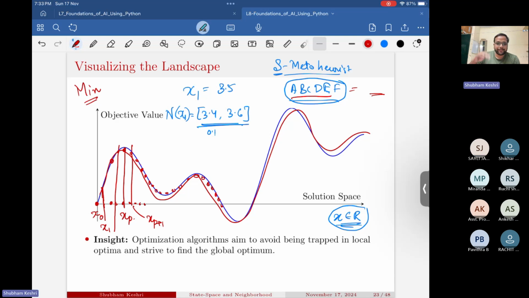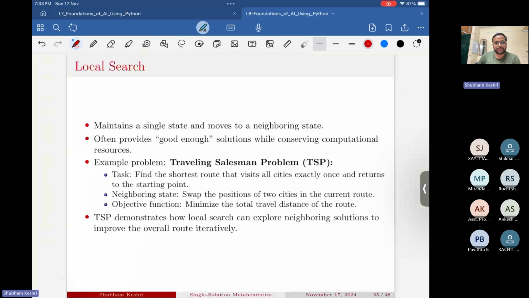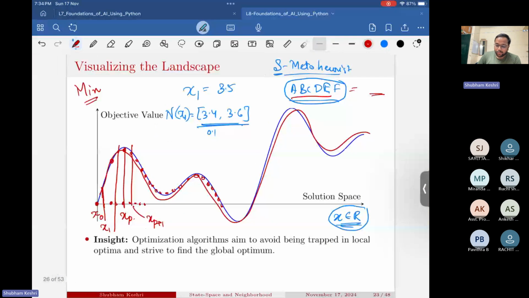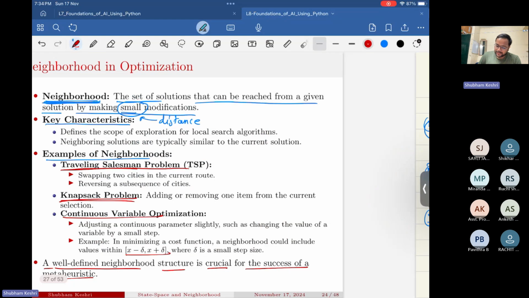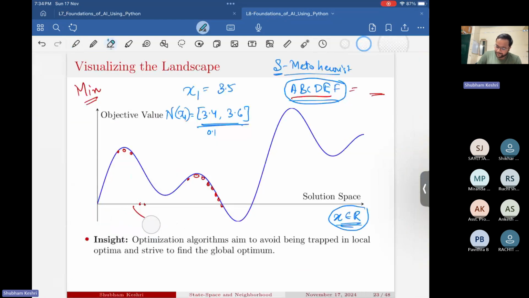I understood. You see, we have not talked about local search. That is why you are getting confused. The next slide which I have is about local search, so I will explain your question there. Let me show you how local search works. Local search will only terminate if it cannot find a neighbor better than itself.